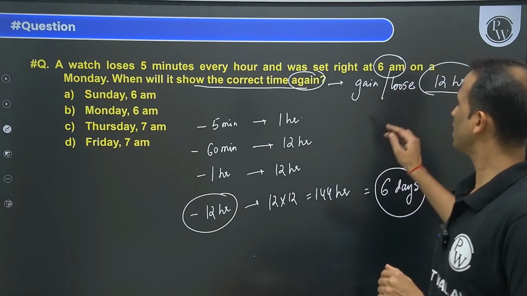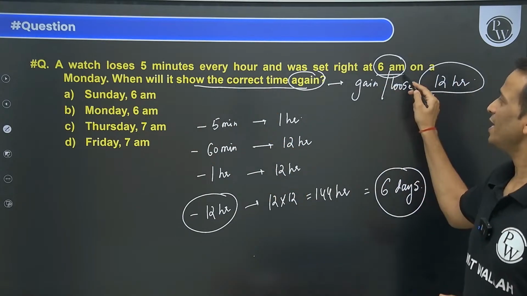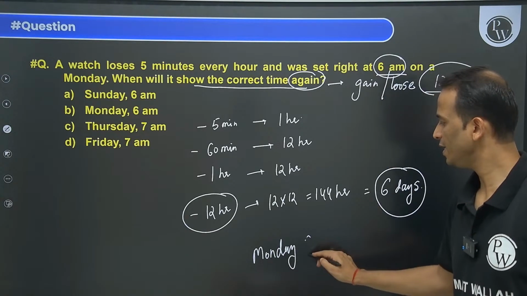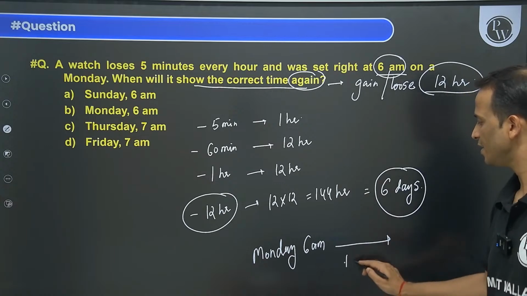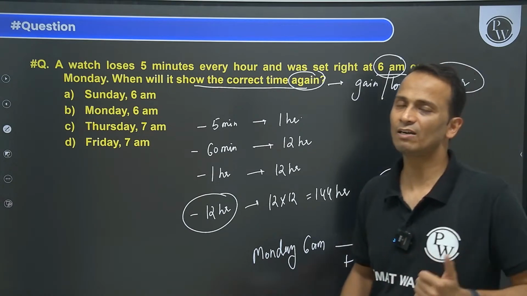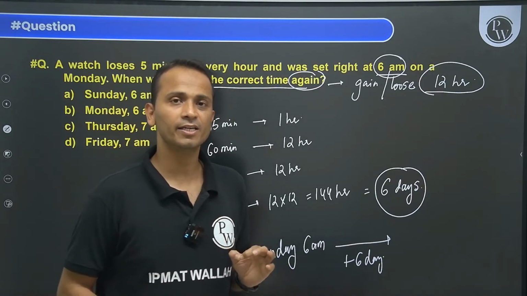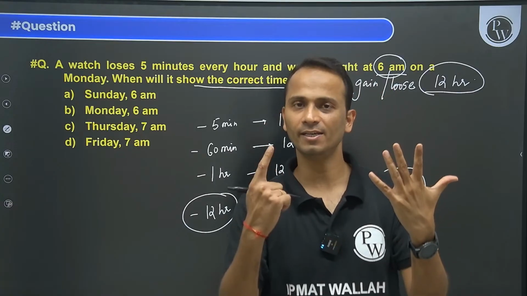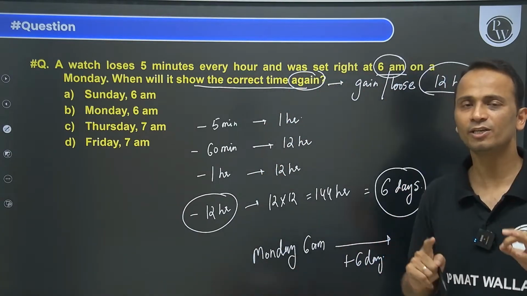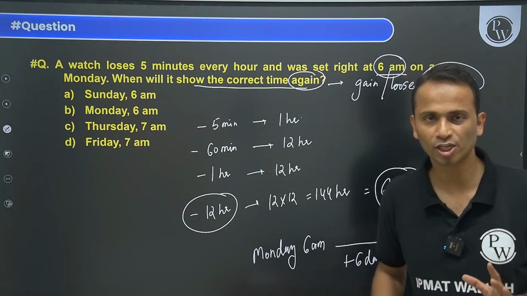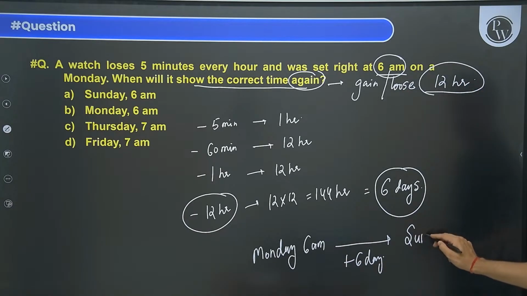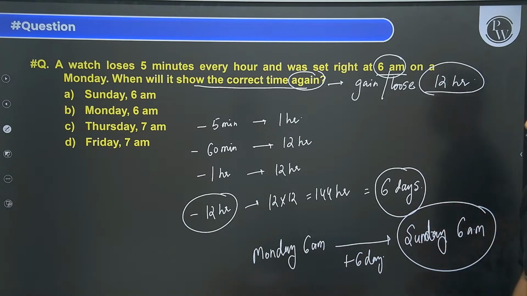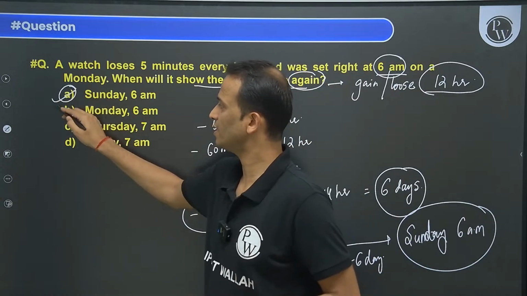ओके, सो अब आपको क्या करना है, ये जो टाइम था मंडे 6 AM, मंडे 6 AM में कितने डेज ऐड करने हैं, 6 डेज ऐड कर दो एंड दैट विल बी योर आंसर. एग्जैक्टली 6 डेज ऐड करने हैं. सो मंडे के बाद ट्यूसडे, वेंसडे, थर्सडे, फ्राइडे, सैटरडे, संडे. सो संडे 6 AM पे ये क्लॉक दोबारा से करेक्ट टाइम शो करना शुरू कर देगी. सो संडे 6 AM will be the answer of this question. So option A is the correct answer for this.